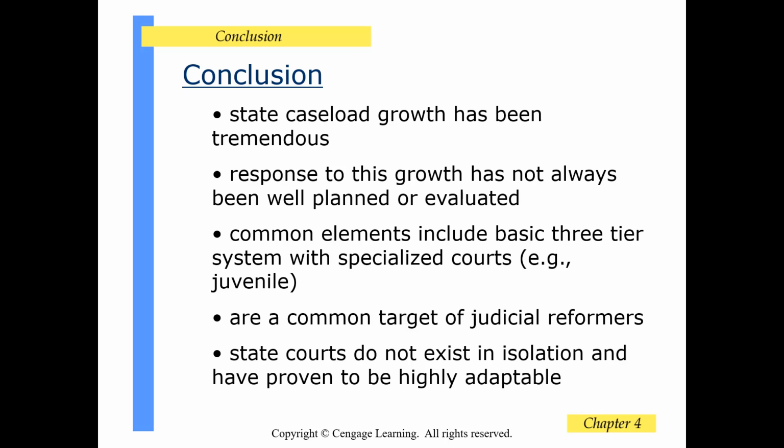So in conclusion, state caseload growth has been tremendous over the years. Response to this growth has not always been well planned or evaluated. Common elements include a basic 3-tier system with specialized courts. The state court system is a common target of judicial reform, and state courts do not exist in isolation and have proven to be highly adaptable.